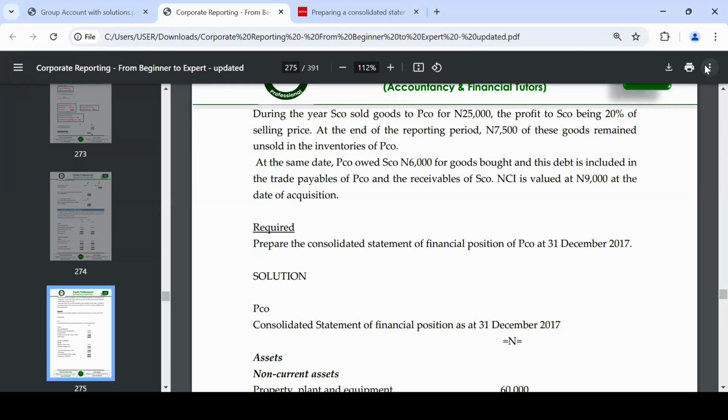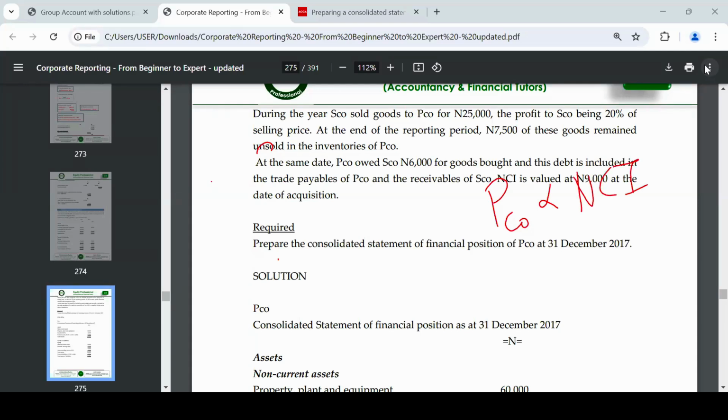Okay, let us analyze like this. Who sold? ESCO sold. Abi? Yes. ESCO is owned by who? PICO. PICO and who? And ESCO. And NCI. Okay. And NCI. Okay, do you understand now?